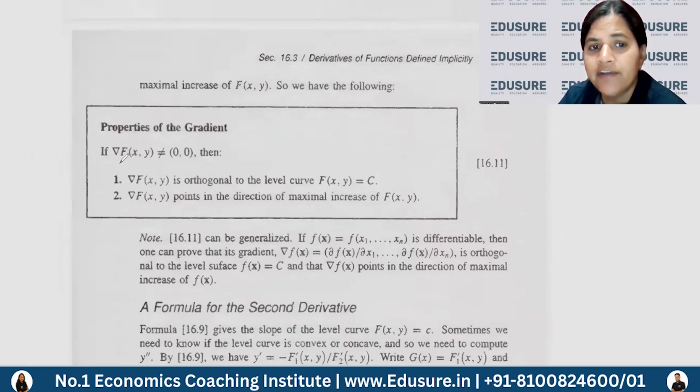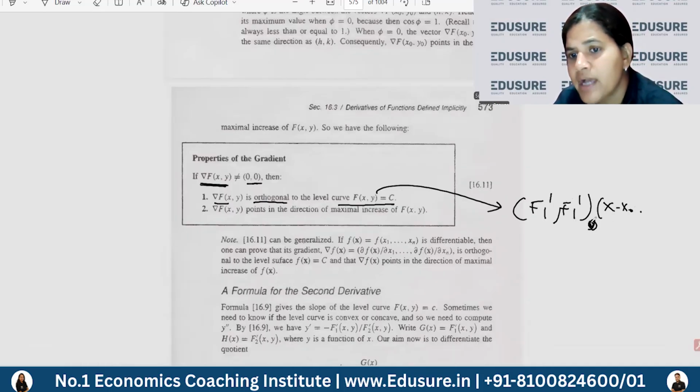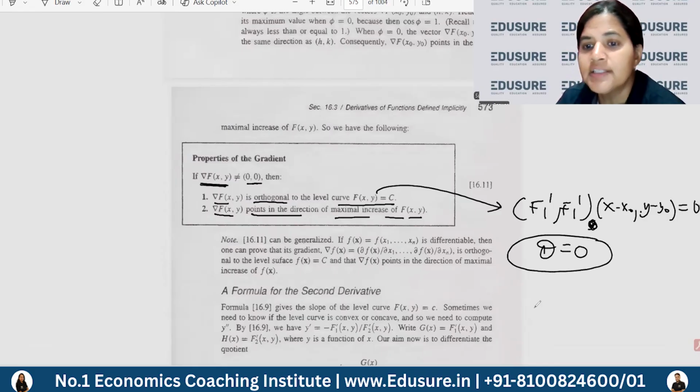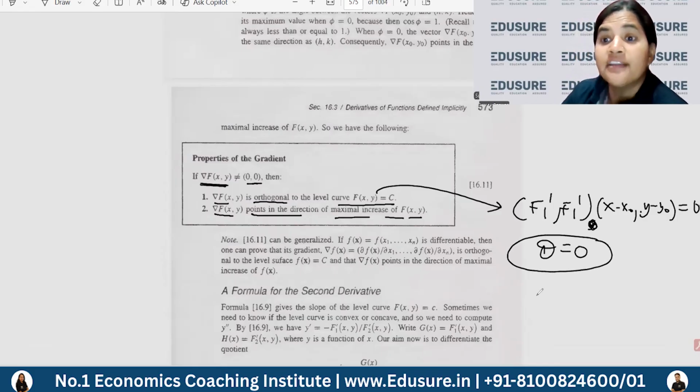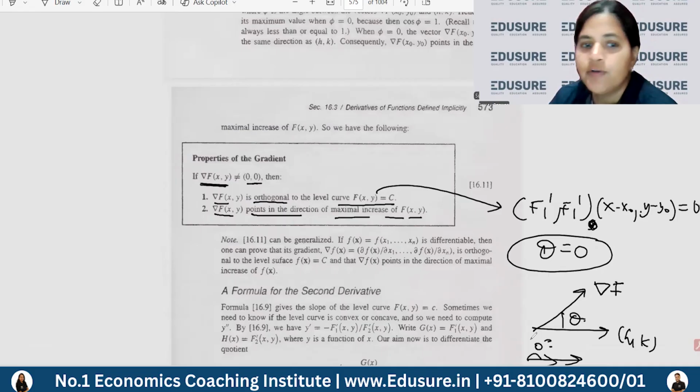If the gradient vector is not equal to 0, then del f is orthogonal to the level curve that we have seen, because we could reach the conclusion that (f1', f2') as a dot product with (x minus x naught, y minus y naught) was equal to 0. Del f(x, y) points in the direction of maximal increase of f(x, y), because when theta came out to be 0, we noticed that the directional vector (h, k) and del f had the same direction. When this angle became 0, they came in the same direction. So this angle was 0 degrees.